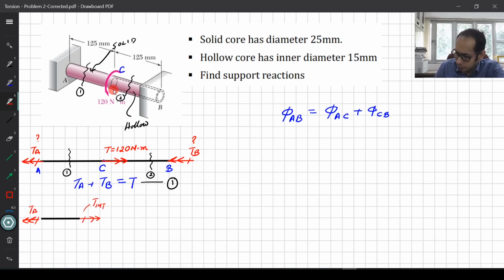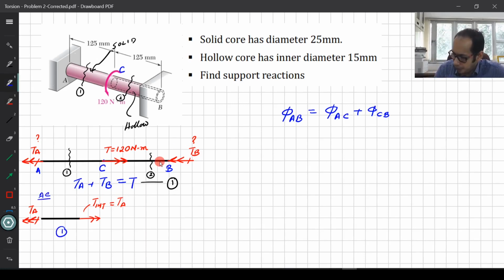This internal torque, sorry, this is not a reaction, must be equal and opposite to the torque TA that you have over here, simply from equilibrium, right? Now these two torques are pointing outwards, away from this particular shaft. So this is for section 1, the one between A and C that I drew over here.